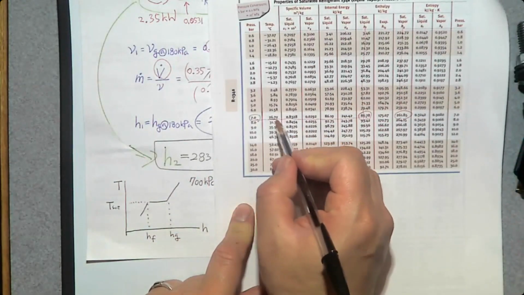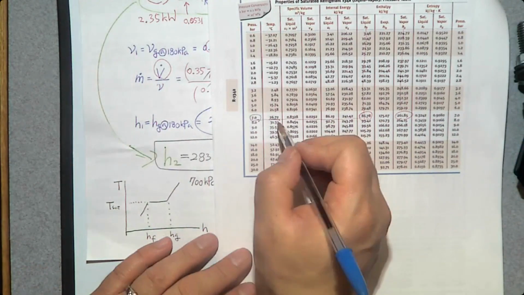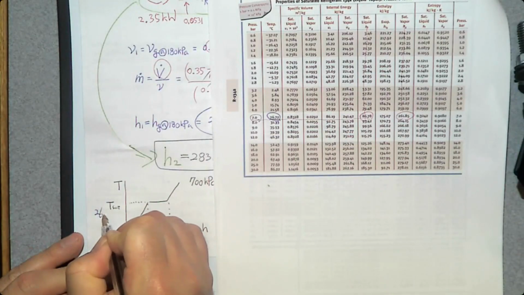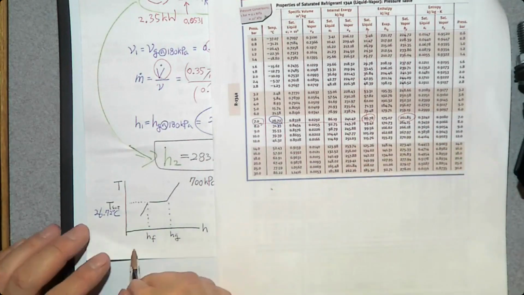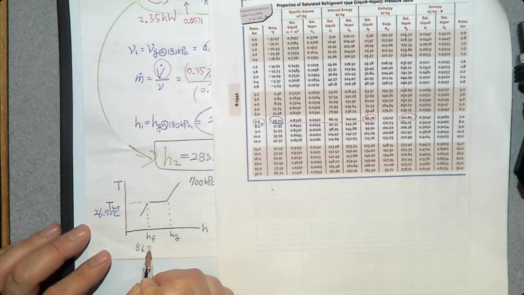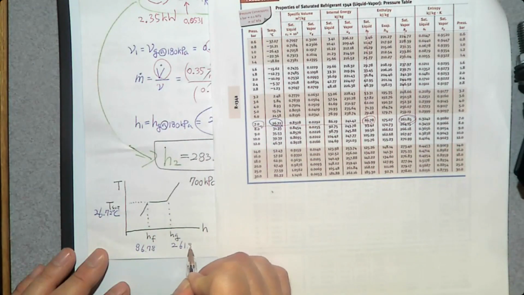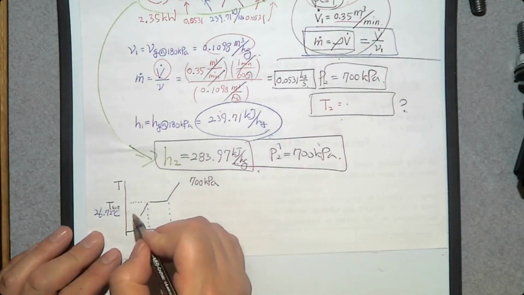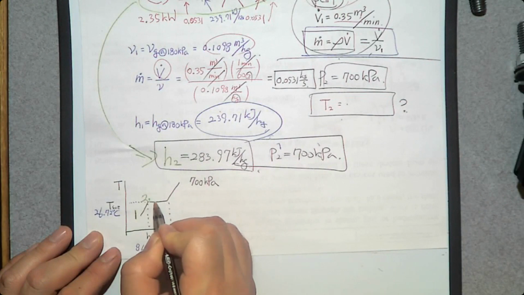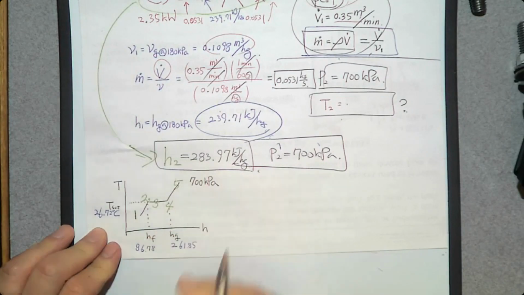At 700, Tsat is this one, 26.72 degrees Celsius. Hf is 86.78. Hg is 261.85. And on this T-H diagram, we know there is compressed liquid number 1, saturated liquid number 2, saturated mixture number 3, saturated vapor number 4, superheated vapor number 5.